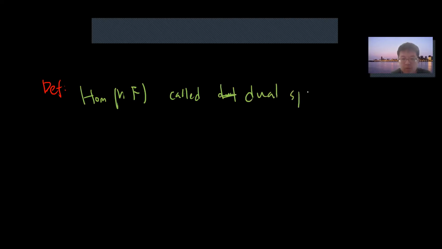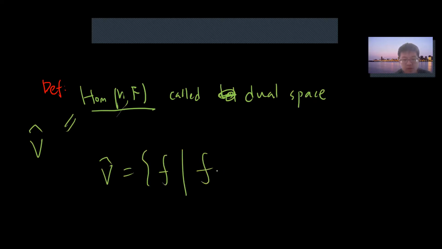Dual space. Its dimension is the same as the original vector space. Let's usually call it V hat. V hat is basically all the functions from vector space V to a field F.